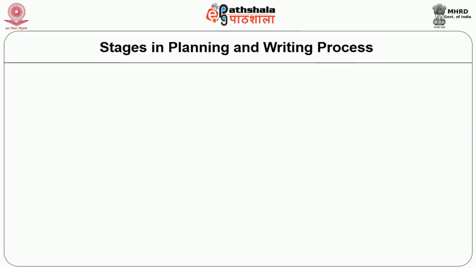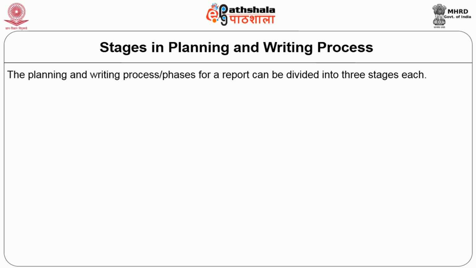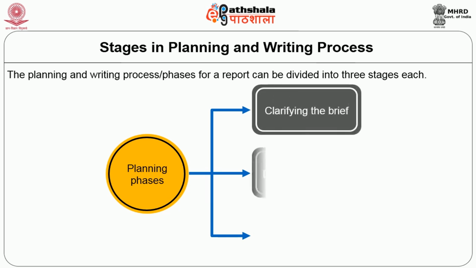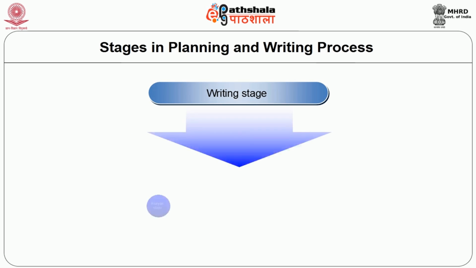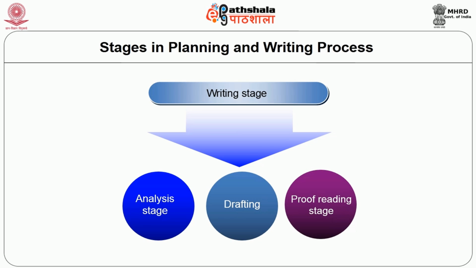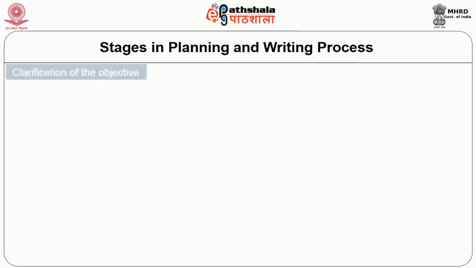So in order to avoid these errors, one has to follow a certain stage in the planning and writing process. There are several stages in this and they will be explained now. The planning and writing process and phases for a report can be divided into 3 stages each. The planning phase can be divided into 3 stages, which are clarifying the brief, doing the research and organizing the content. The writing stage can be divided into the analysis stage, drafting and the proofreading stage. The tasks in each of these phases and stages are explained in the following sections. The first is the planning stage, and for a report, it involves the clarification of the objective of the report first.